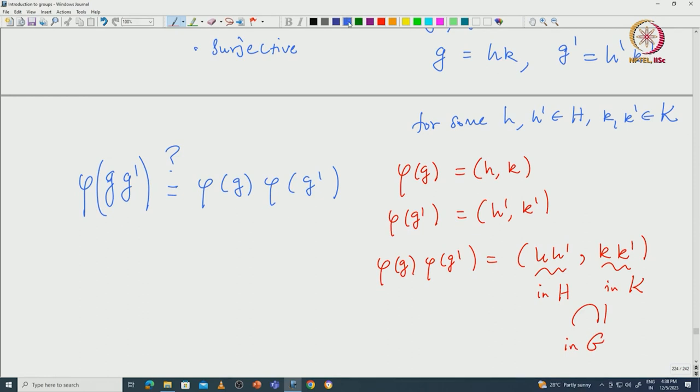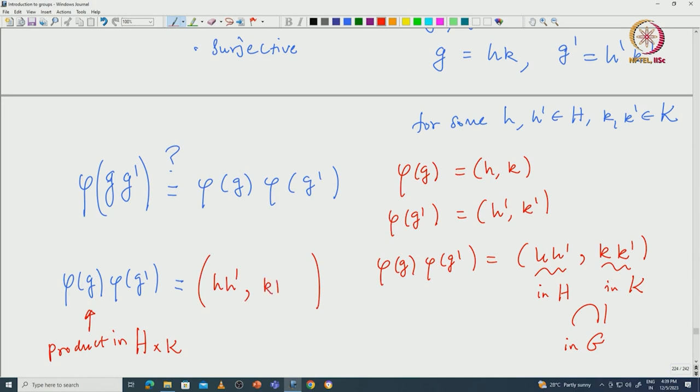Okay. So now what will be phi of g times phi of g'? This is the product in the direct product, so this product is happening inside H cross K. What it is, is exactly equal to (h h', k k'). So now we want to just match. This is the image, and that is what we want to say: this is exactly equal to this.